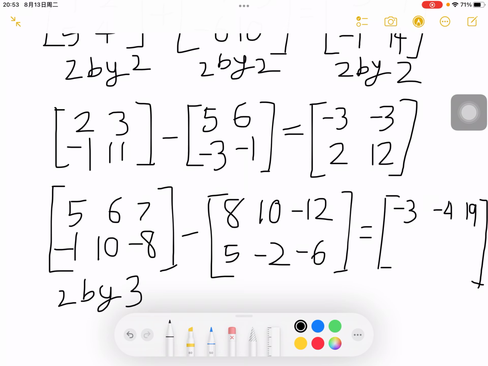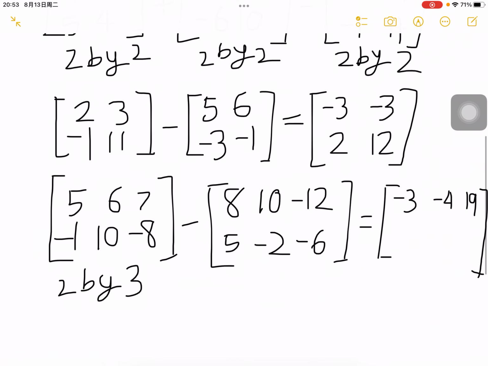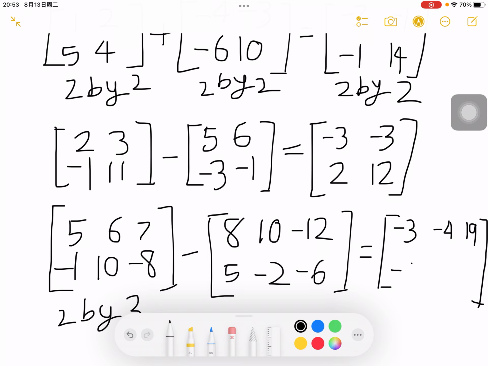And then basically we have -1 minus 5, which is -6, 10 minus -2, which is 10 plus 2 is 12, -8 minus -6 is -8 plus 6, which is -2. So this is our resulting matrix.